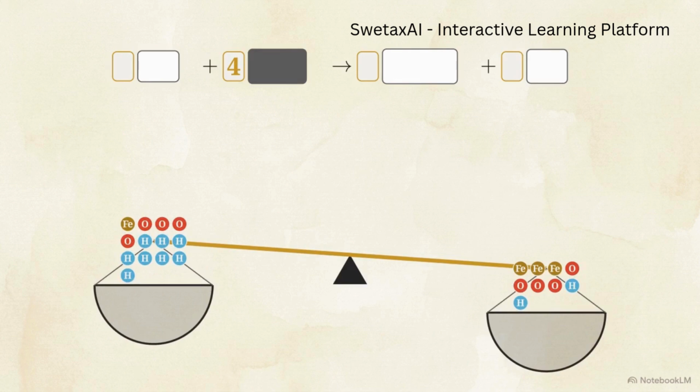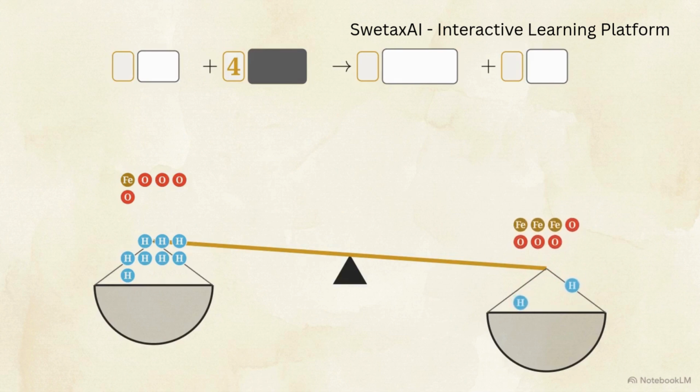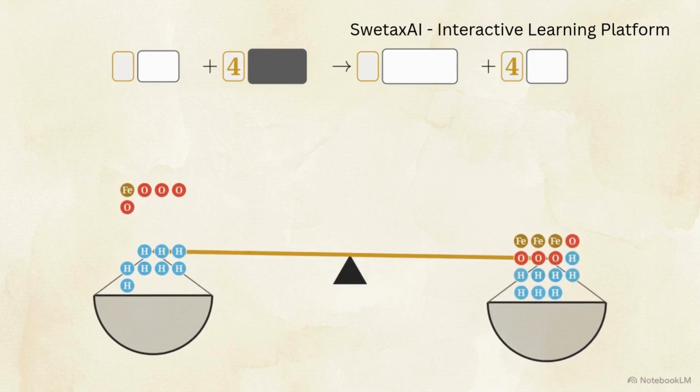Those 4 water molecules now give us 8 hydrogen atoms on the left, while we only have 2 on the right. We fix this by adding a coefficient of 4 to the hydrogen gas on the right. Now we have 8 hydrogen atoms on both sides of the ledger. Finally, we address the iron. By adding a 3 to the iron on the left, the equation reaches perfect equilibrium. Every atom is accounted for.